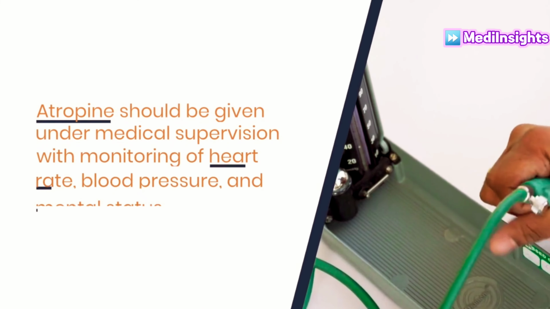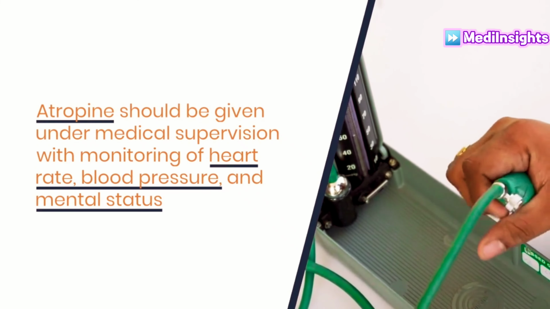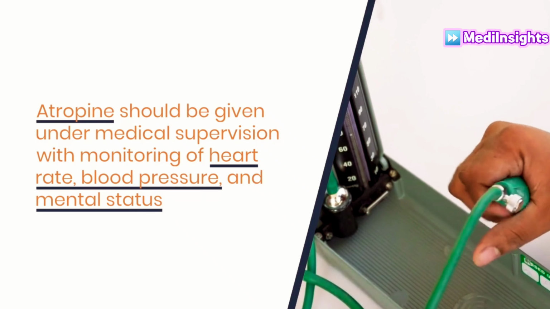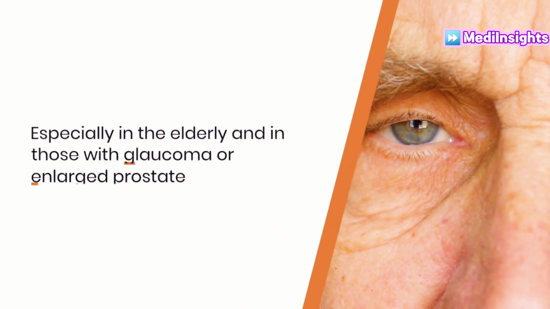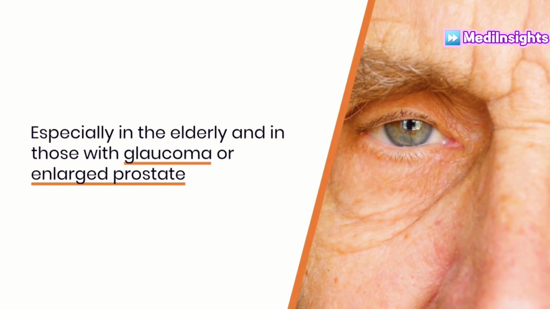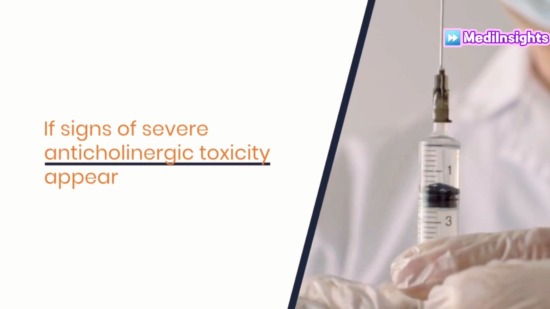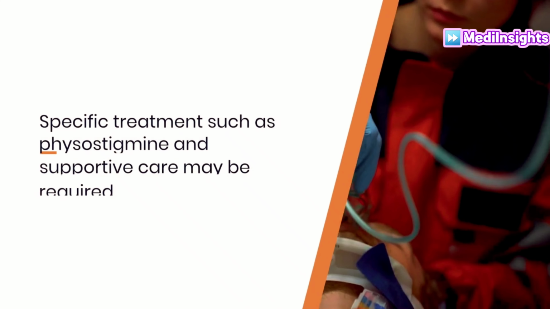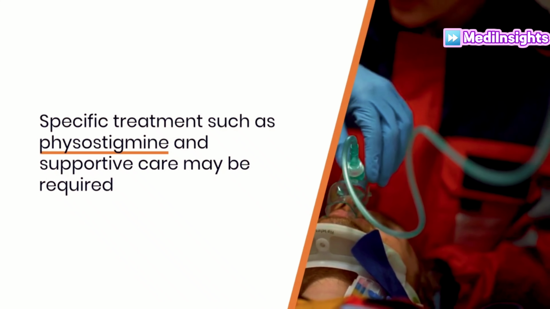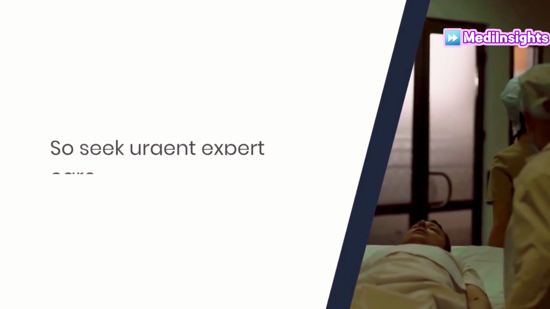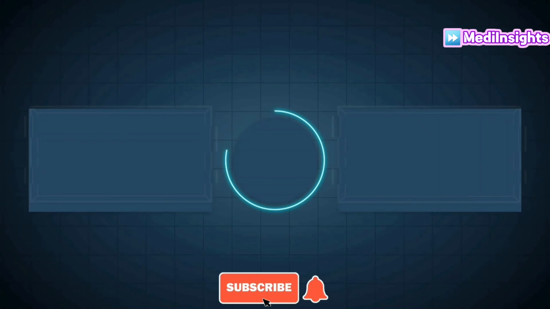Next, important advice for using atropine injection. Atropine should be given under medical supervision with monitoring of heart rate, blood pressure, and mental status, especially in the elderly and in those with glaucoma or enlarged prostate. If signs of severe anticholinergic toxicity appear, specific treatments such as physostigmine and supportive care may be required, so seek urgent expert care.